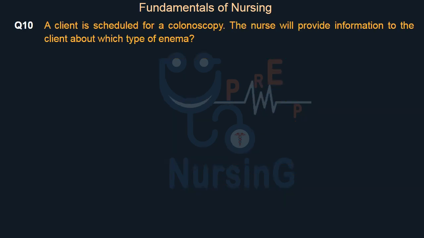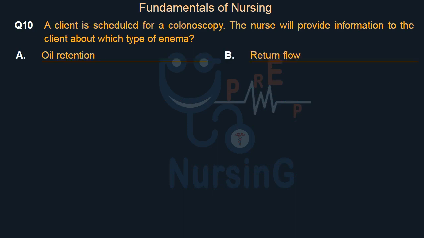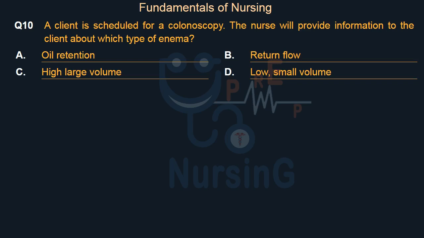A client is scheduled for a colonoscopy. The nurse will provide information to the client about which type of enema? Option A. Oil retention. Option B. Return flow. Option C. High large volume. Option D. Low, small volume. Right answer is Option D.